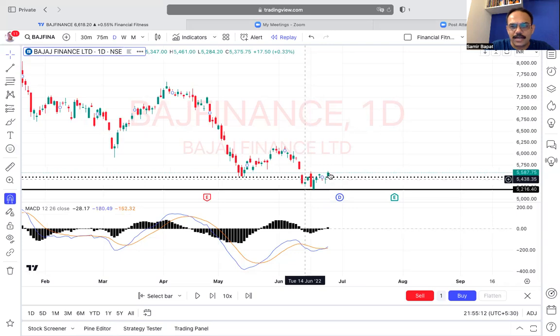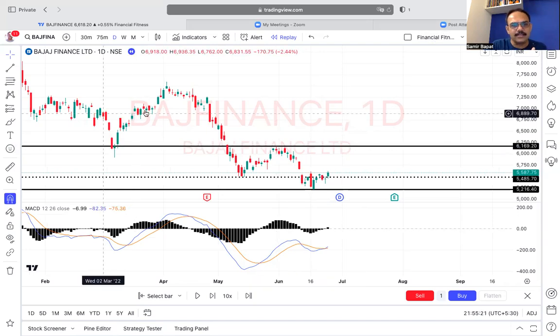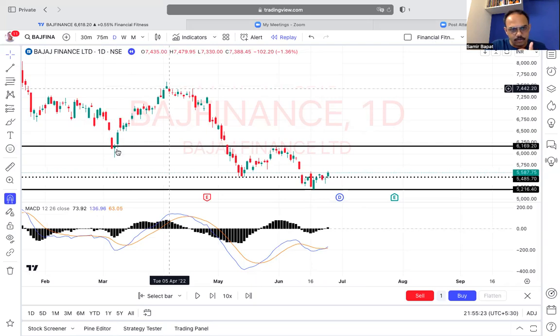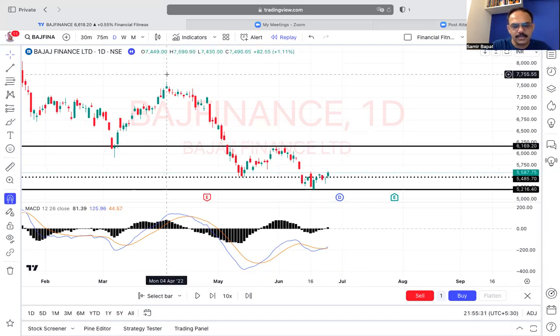So the first target, it will try to reach till here. This was the highest point it came. So this is our target number 1. Again, here it had resistance. It took support here. It took resistance here. So this line is support resistance, which you have covered earlier. So this is target number 1. Target number 2 is here.